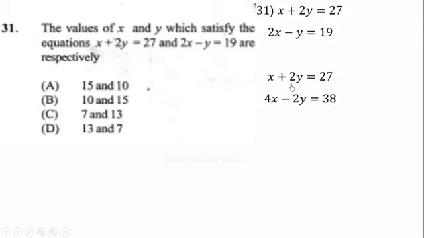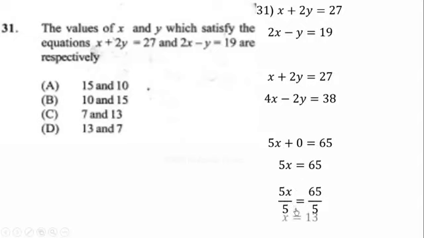Now we can see that if we add both equations, we are going to create a zero pair over here. So let's add the two equations to get 5x, then 0 for the y terms, then 65. Now we can simplify to get 5x equals 65. Now we can divide both sides by 5 to solve for x, and that will give us x equal 13.